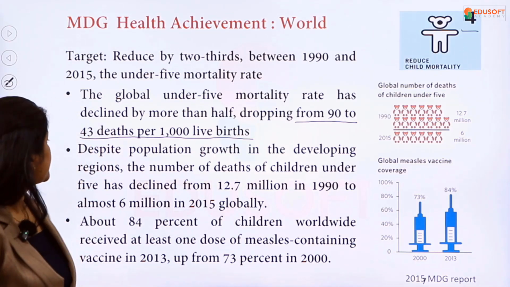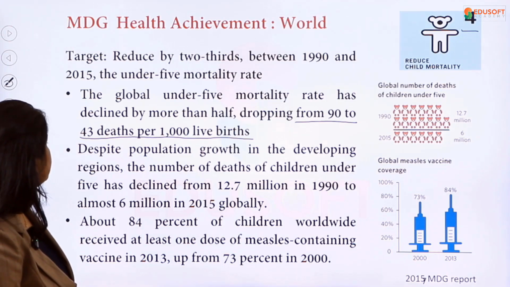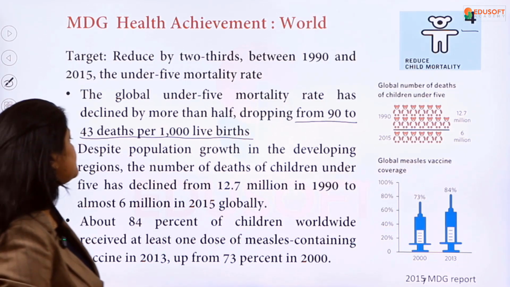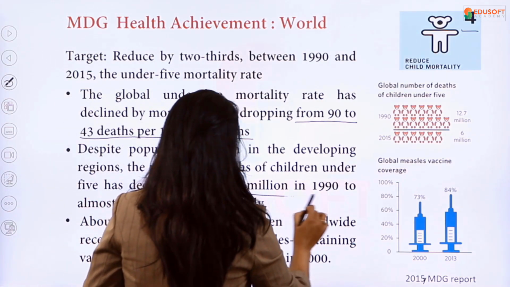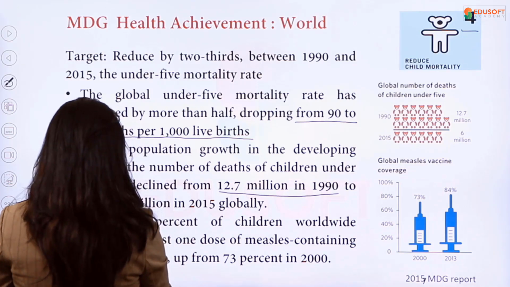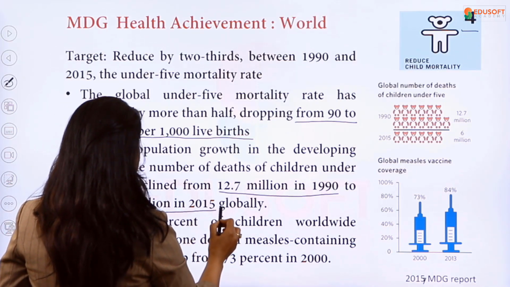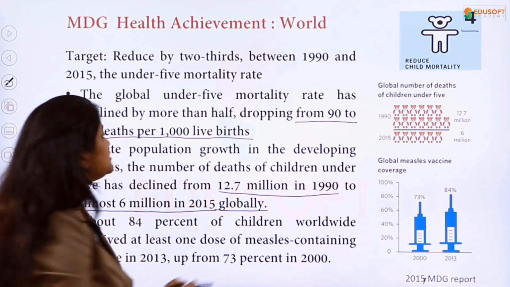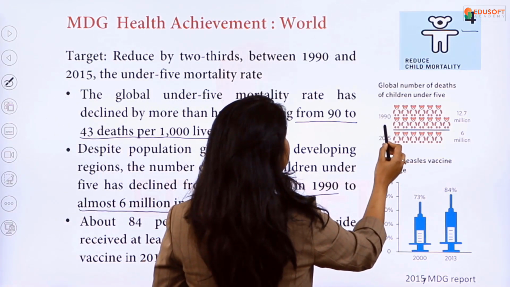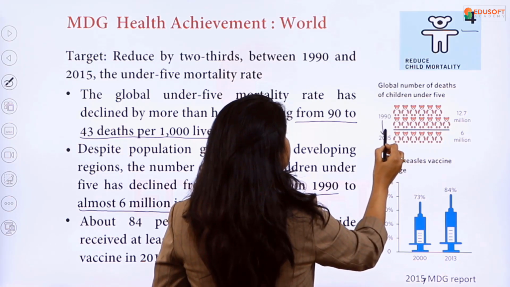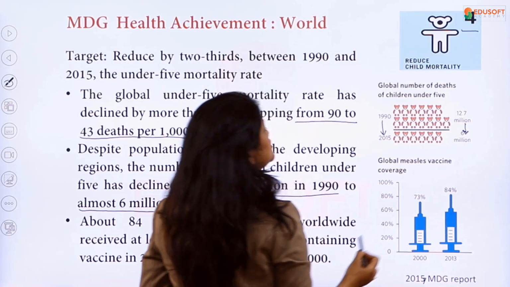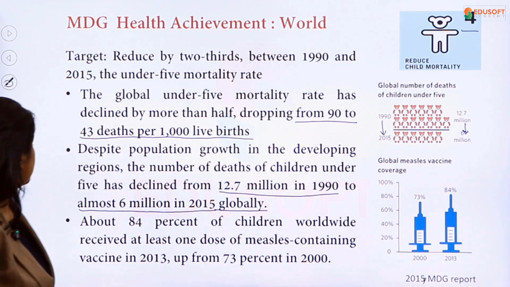Next, despite population growth in the developing regions, the number of deaths of children under 5 has declined from 12.7 million in 1990 to almost 6 million in 2015 globally. So this is yet another achievement which I have tried to show here, from 12.7 to 6 million between 1990 and 2015.